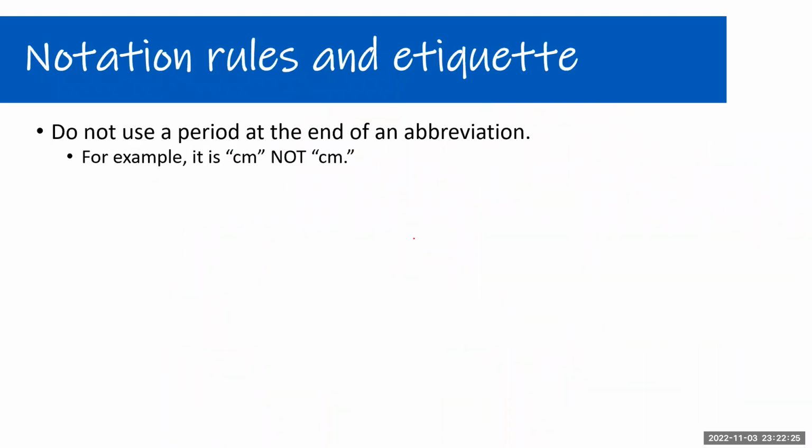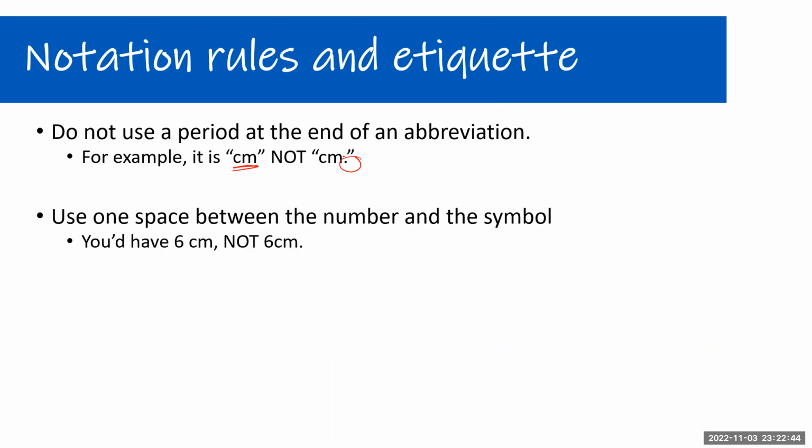Now, some rules and etiquette. We do not want to use a period at the end of the abbreviation. We just simply write centimeters, for example, cm. We do not put this period here. Okay, it gets confusing when we're doing all kinds of math. Okay, we don't want to make it look like a decimal. So no periods for our abbreviations.